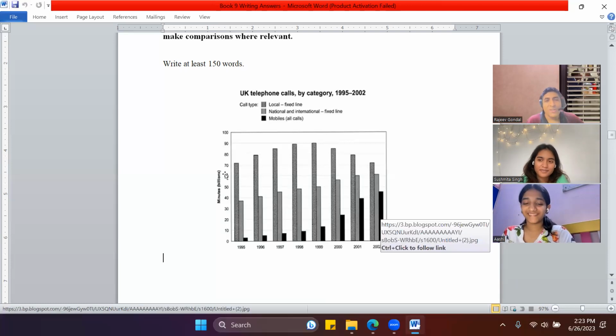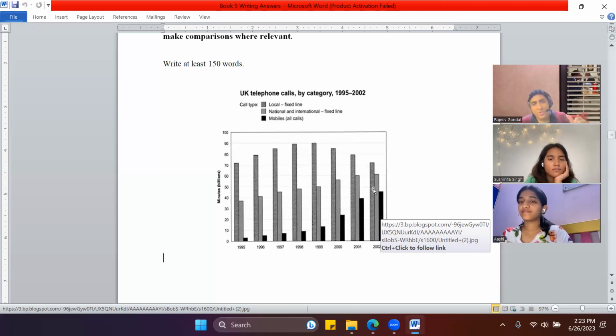Point is, how do you analyze the graph? Talk about the most important feature at the beginning. Now, what is the most important feature? The one with the largest numbers. Which one is the one with the largest numbers? It's the local fixed line. So you can start with that. Then talk about something which is lower than that. Then talk about something which is the lowest.